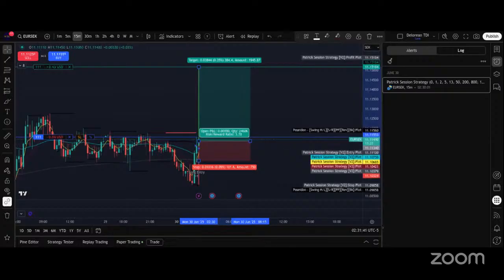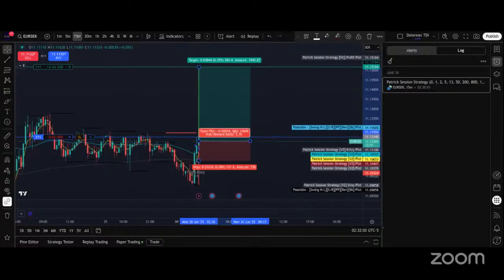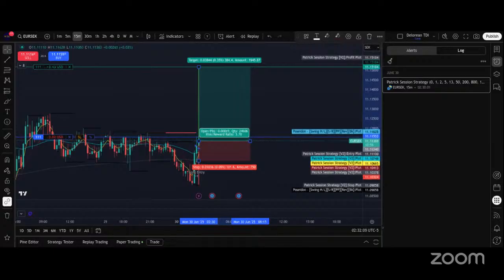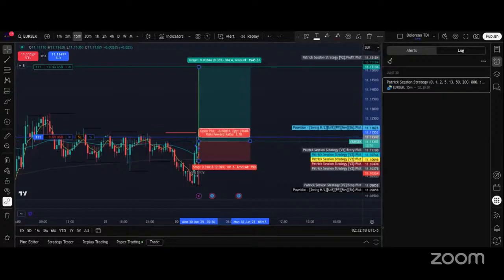EURSEK. This is a 15-minute confirmation with a 3.78 risk to reward ratio. Take profit is 11.15184. That's going to be for 384 pips. Stop loss is going to be 11.10324. And that's going to be 402 pips. Entry price is going to be 11.1134.